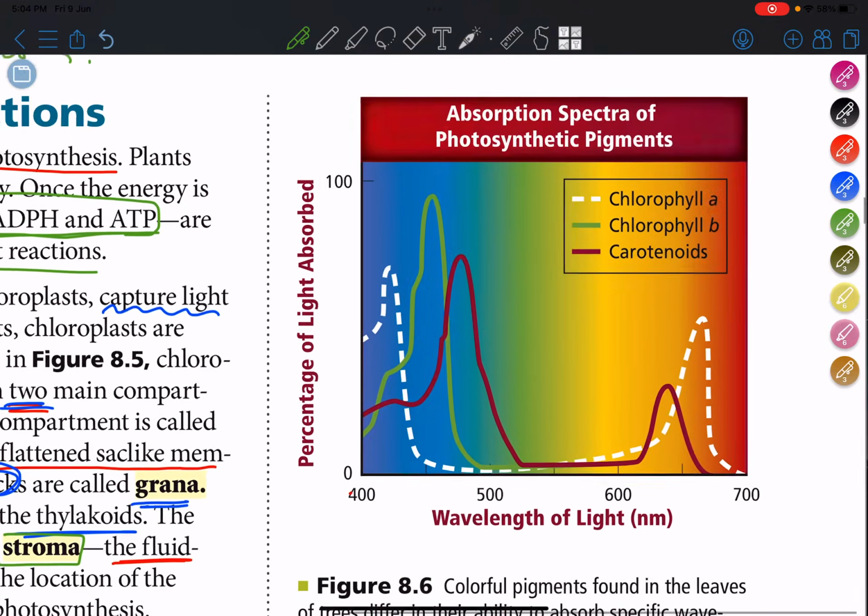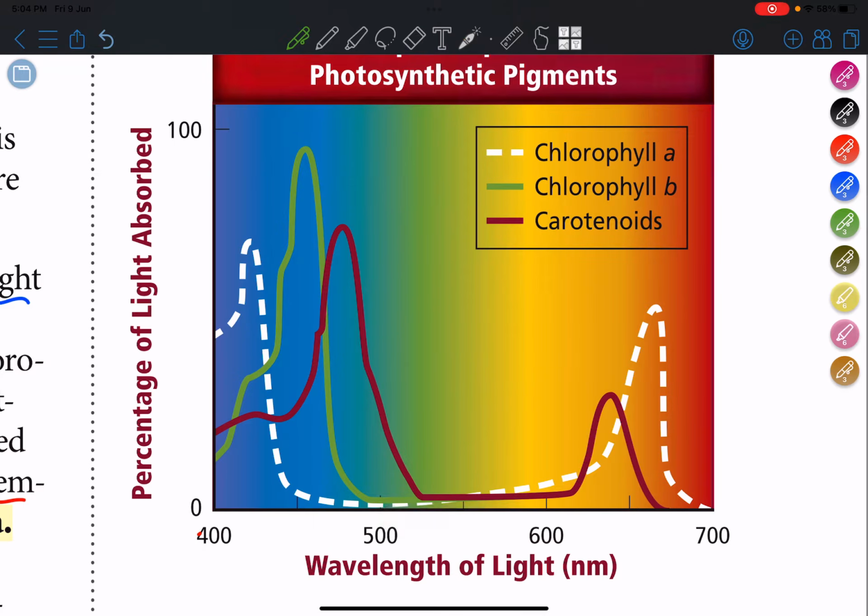So let's look here at this graph. Let me explain chlorophyll A and chlorophyll B, and then I'll explain carotenoids when we get to them. So chlorophyll A and chlorophyll B that we just discussed. We said they will absorb in the wavelengths of blue, violet, and blue. So that is around right here.